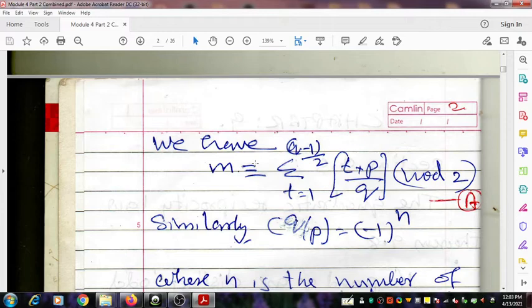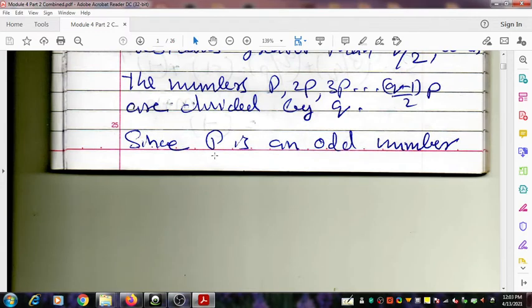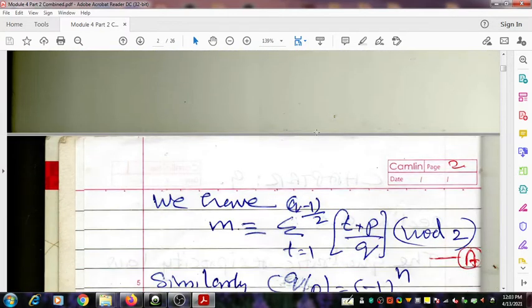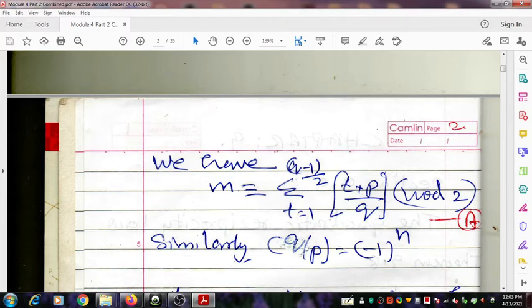Since p is an odd number, we have that m is congruent to the summation from t equal to 1 to (q-1)/2 of the greatest integer contained in tp divided by q, where t varies from 1 to (q-1)/2. This limit is decided by the second number, q.